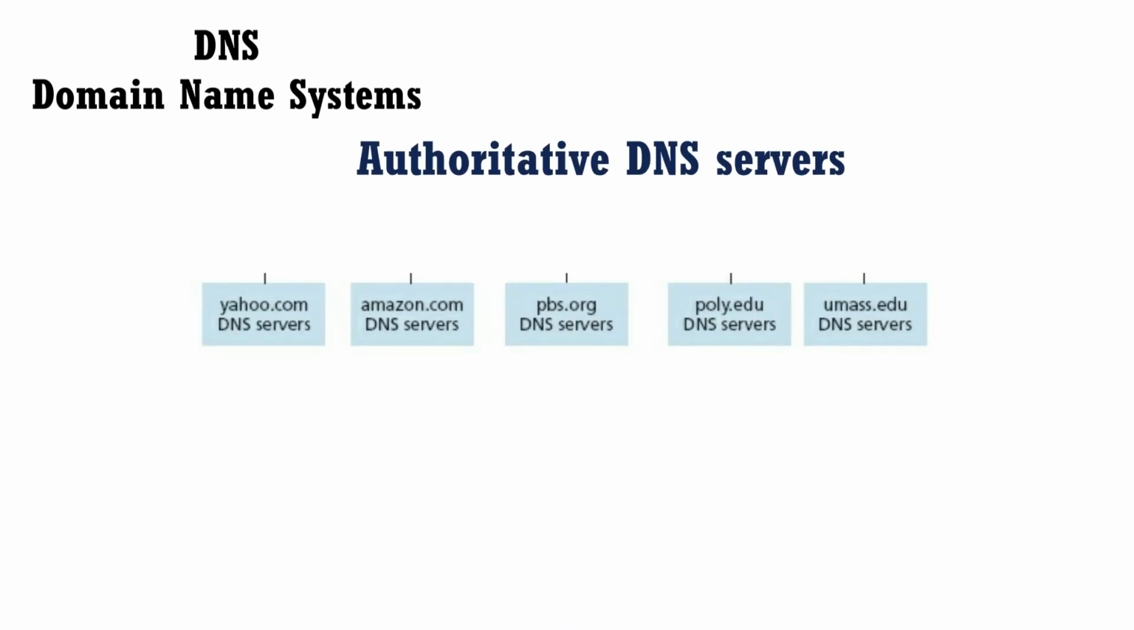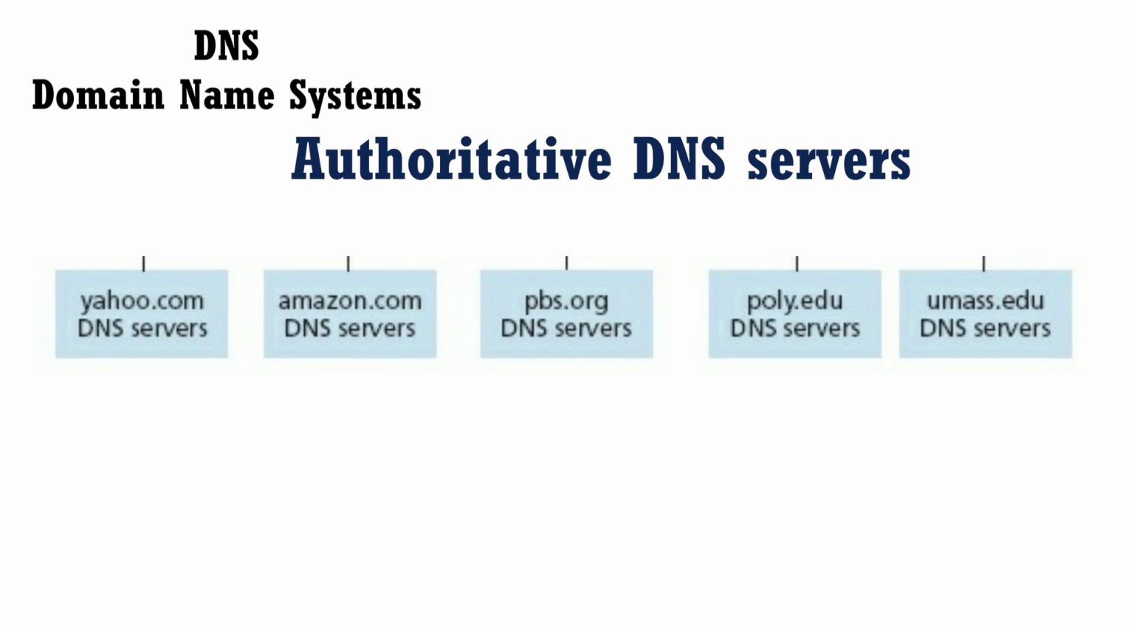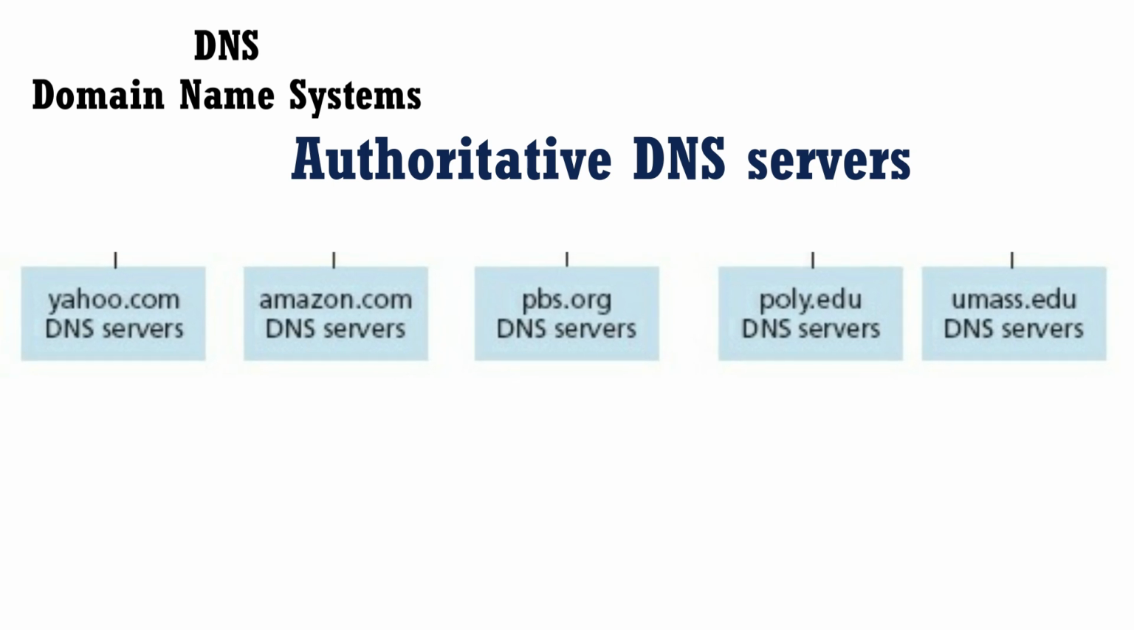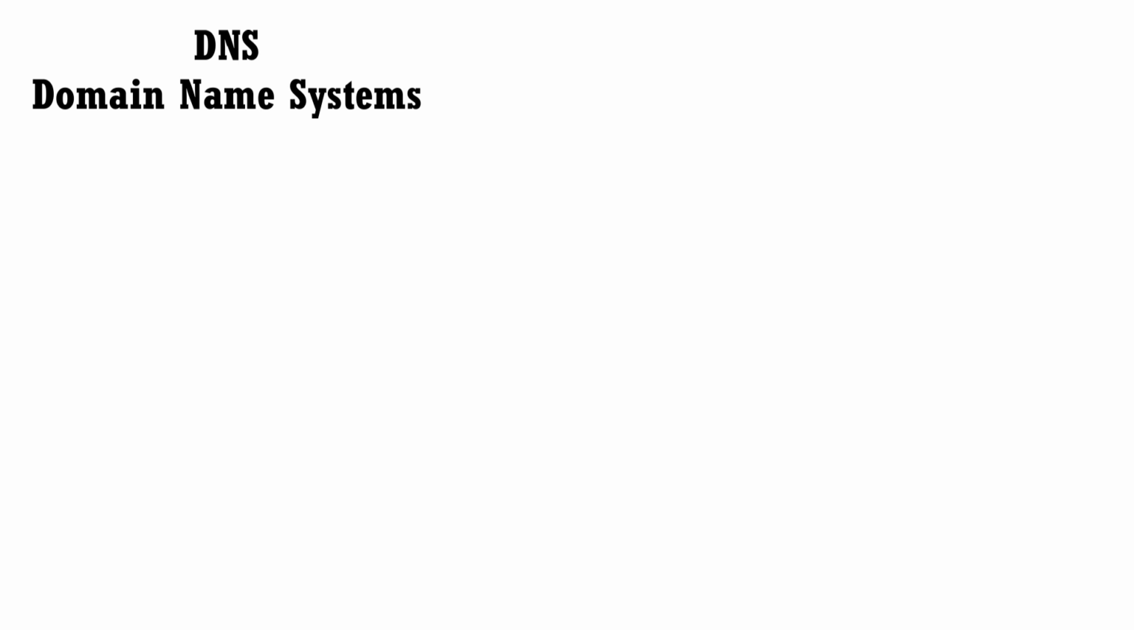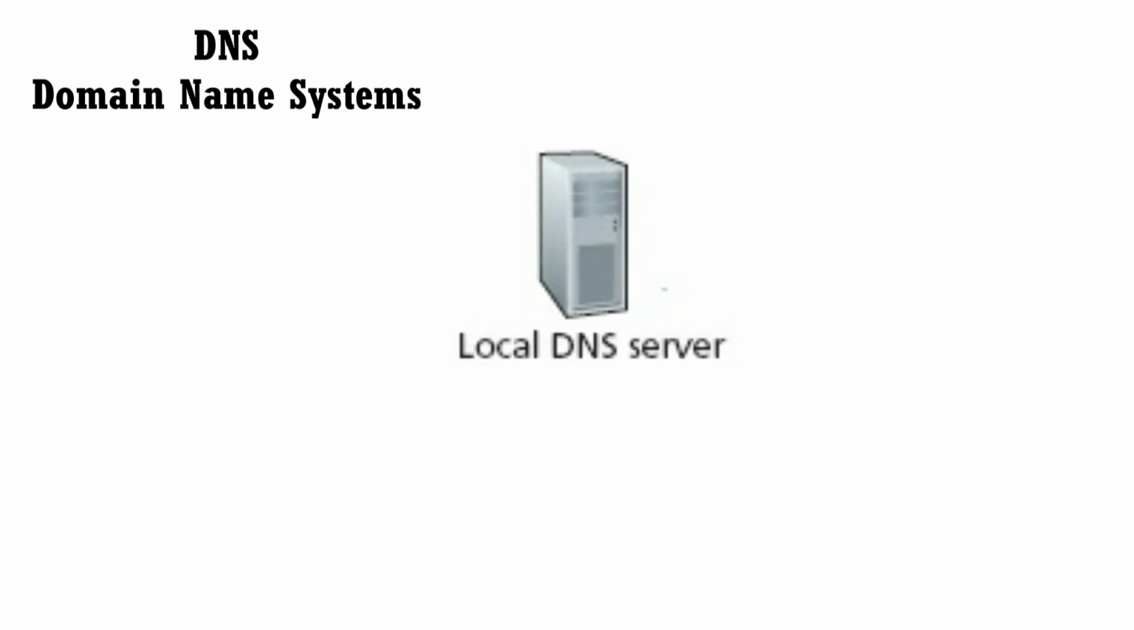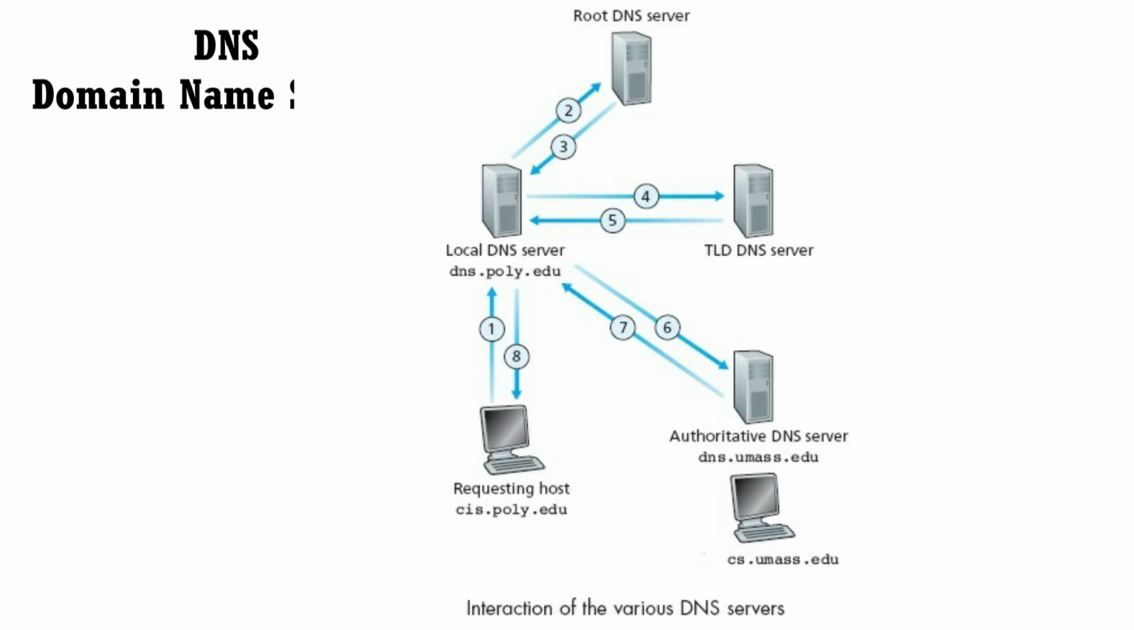Then the authoritative DNS servers. Every organization with a publicly accessible host, such as web servers and mail servers, on the internet must provide publicly accessible DNS records that map the names of those hosts to IP addresses. An organization can have another important type of DNS server called the local DNS server. A local DNS server does not strictly belong to the hierarchy of servers, but it is central to the DNS architecture. Let us consider a simple example.